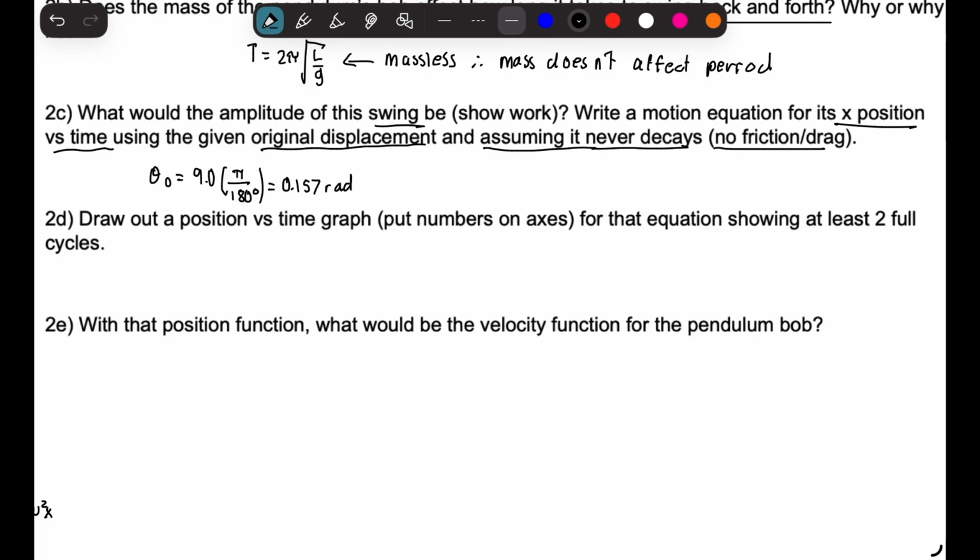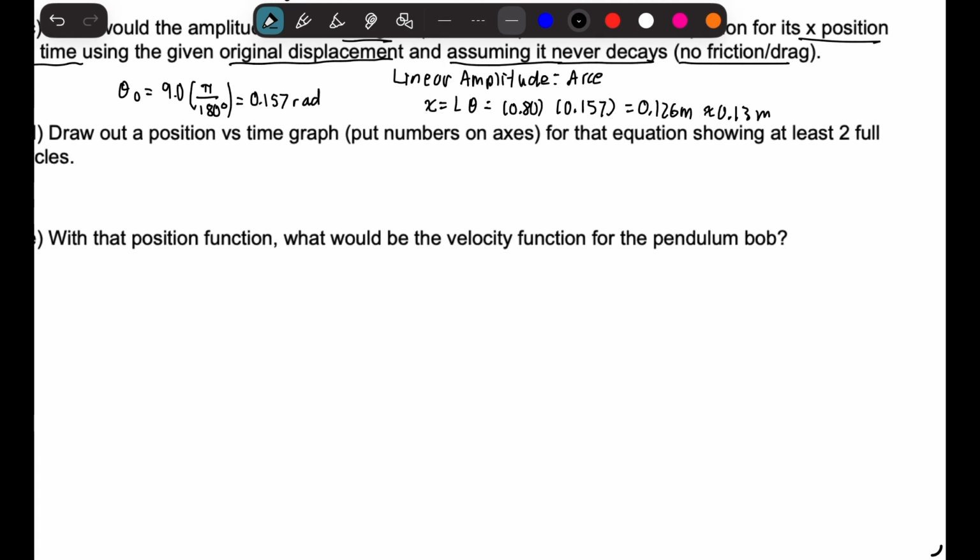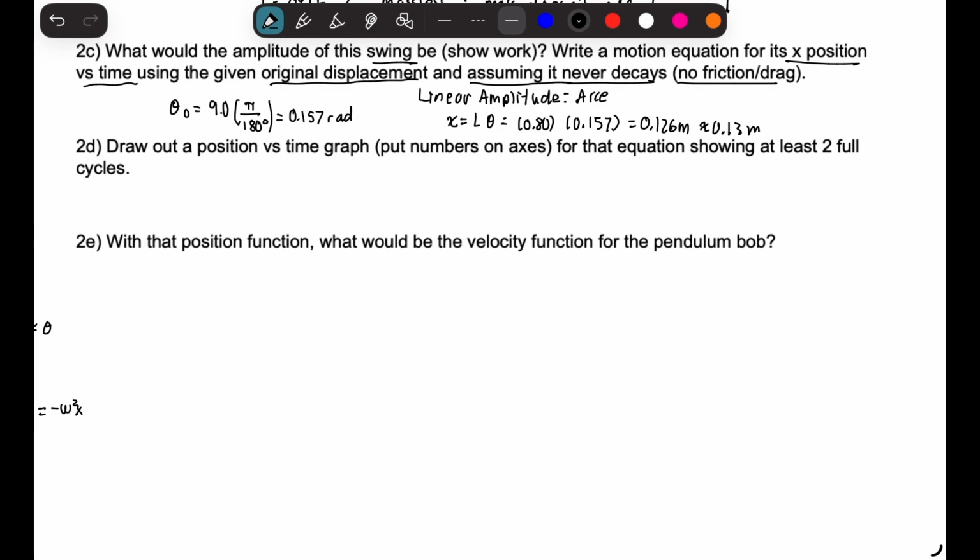Now, after this, you need to get the linear amplitude, and you can get that by looking at the arc. Your arc is equal to L, the length of your string, times the angle. So here that's 0.80 times 0.157. That's 0.126 meters, approximately 0.13 meters if we're looking at sig figs. Draw out the position versus time graph. Put numbers on the axes for the equation showing at least 2 full cycles.